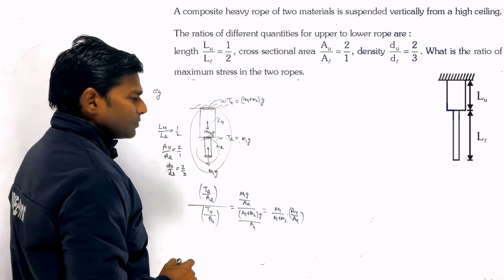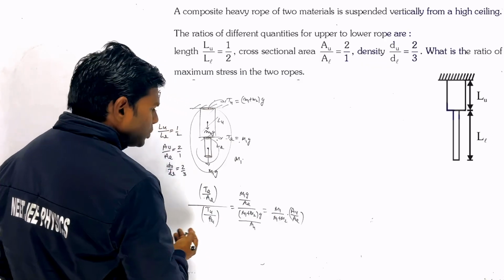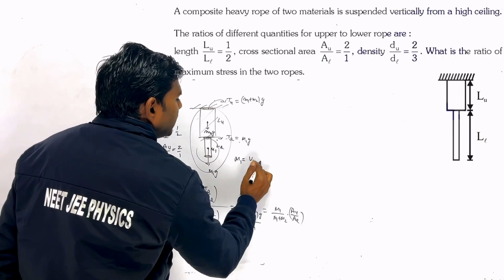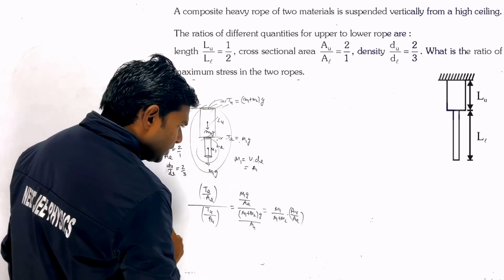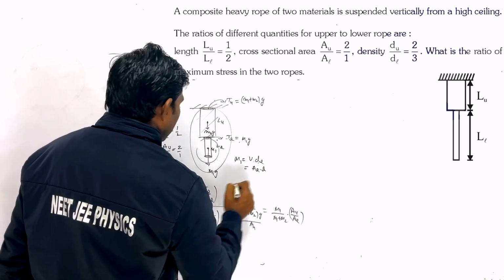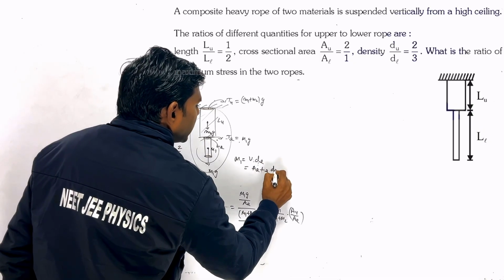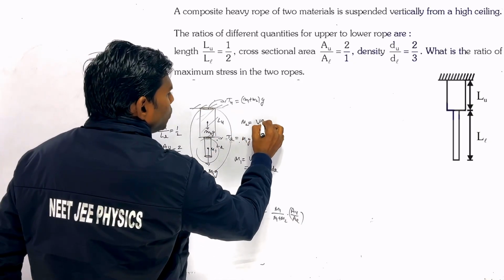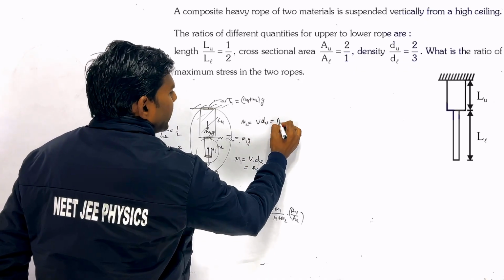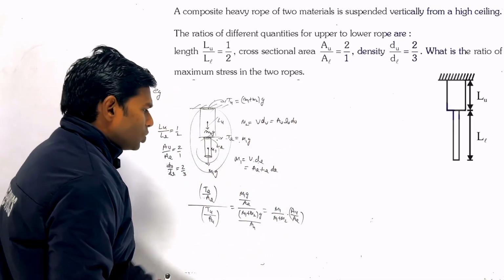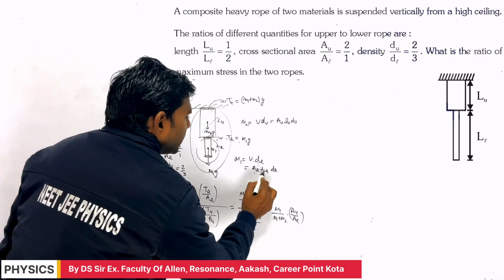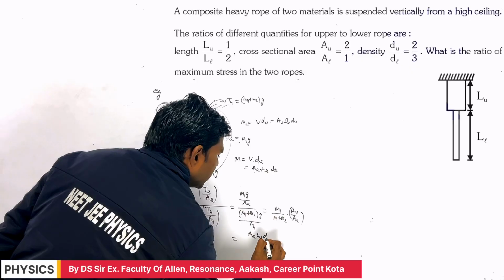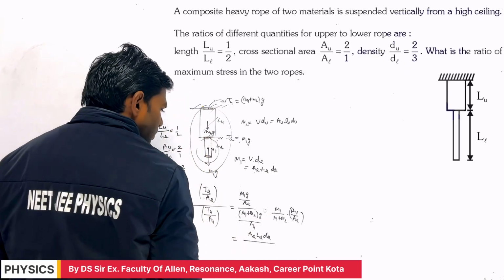What is M1? Is the mass. Suppose this is the M1 and this is the M2. What is M1? Volume into density of lower, right? DL. What is the volume? It is AL into length L. Are you getting or not? So M1 is AL into LL into DL. Is it clear or not? And what about the M2? M2 is nothing but volume into density of the upper. What is the volume? Area into length upper into density upper. So now we have to find this ratio. What is M1? You tell. AL, LL and density L divided by this plus this. Some ratio is given or not, you tell.